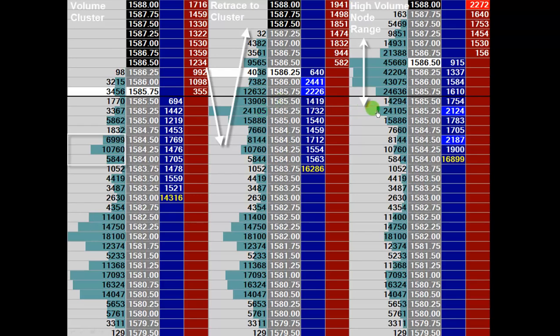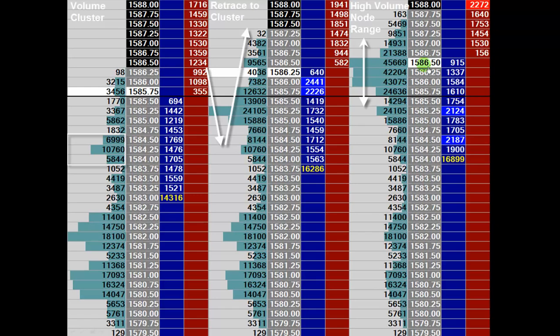Now in the third profile, we start to get an idea of how a high volume node on a long-term volume profile differs from a volume cluster. We start to get an idea of how these high volume areas actually get created. In the middle, we've got this high volume node at 86.50, and then over on the right, we can see that volume built up around that price. And the POC, again, the highest traded price, shifts up from 85.25 to 86.50.